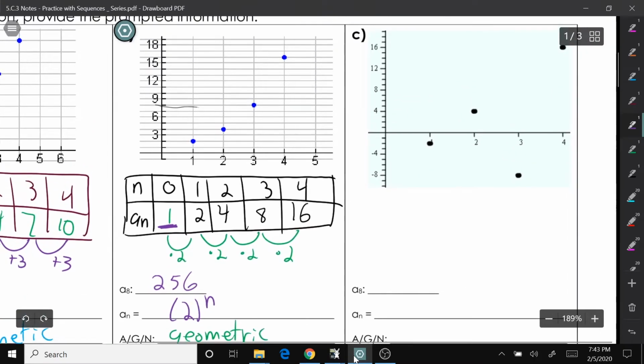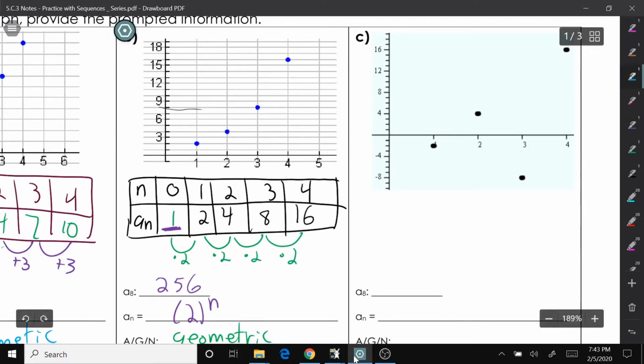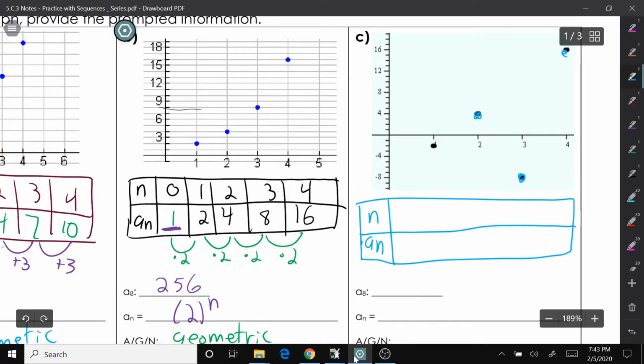Now letter C, we're going up and down. Like we have negative values and positive y values, then negative y values and positive y values. So let's make our table. N, an, 0, 1, 2, 3, 4.